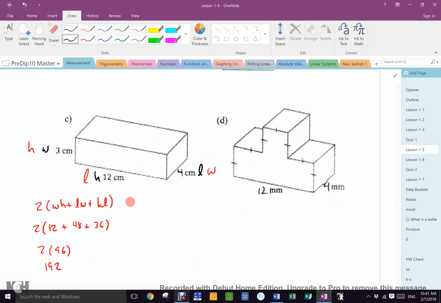If I worked in black, it would have been 2. WH would have been 36. Plus LW would have been 12. Plus HL, 48. Whoa! Exact same numbers. Don't get trapped in formulas. Learn what you're actually doing.